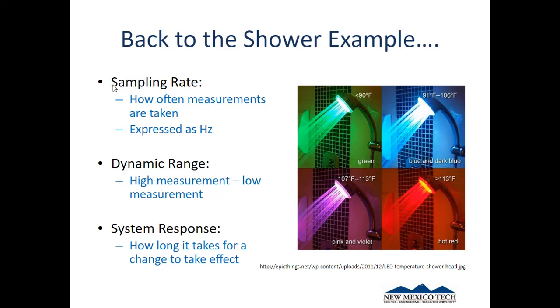A couple things that we can pull from the shower example are our sampling rate, and that's basically how often we take a measurement. And there'll be an entire lecture dedicated to sampling rate. Dynamic range is basically what types of measurements can you actually take. So, for example, if the water is too hot, it's just too hot. It doesn't matter. You wouldn't be able to tell if it was 95 degrees Celsius or 300 degrees Celsius just from your hand. It would just feel too hot.